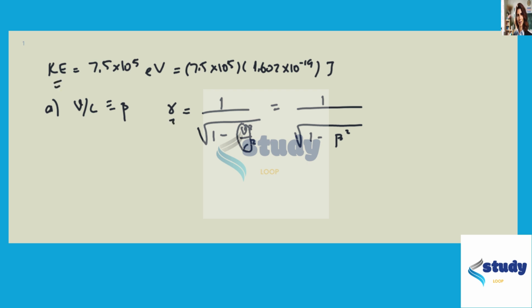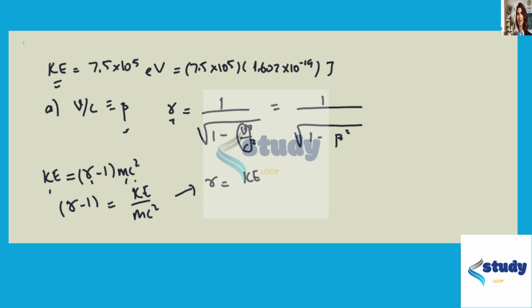Well, in the relativistic kinetic energy equation, gamma minus 1 times mc squared gives us the kinetic energy. So in this equation, we know everything other than the gamma factor, right? I'm going to isolate this gamma factor with the ultimate goal of getting to beta. So gamma minus 1 is equal to kinetic energy over mc squared, if you divide both sides by mc squared. From here, gamma is kinetic energy over mc squared plus 1.